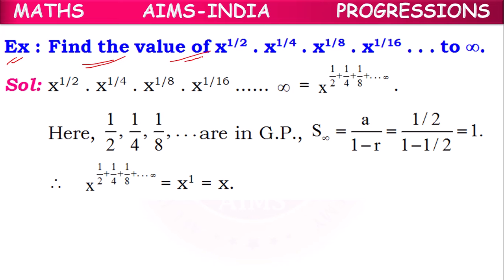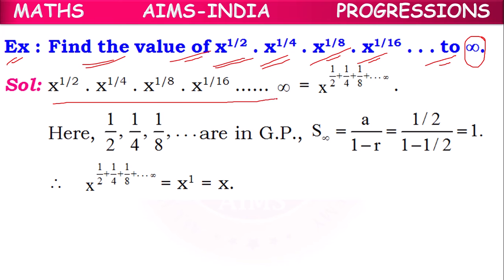Find the value of x power 1 by 2, x power 1 by 4 into x power 1 by 8 into x power 1 by 16 up to infinity. So we have a sequence here, and we have to find its value up to infinity. Here, if you observe the given question, we have the same base.